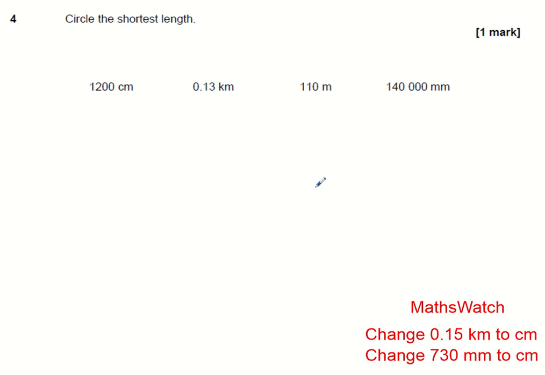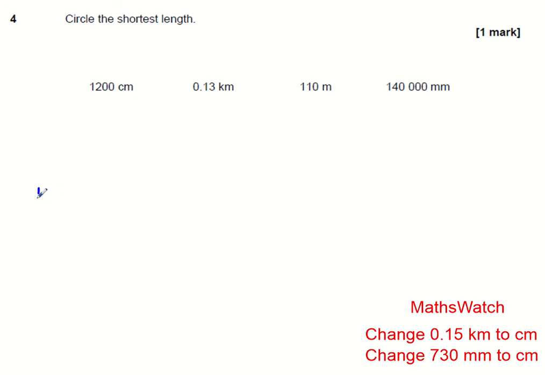Question 4. Circle the shortest length. So we've got 4 lengths. We've got 1,200 centimetres, 0.13 kilometres, 110 metres, or 140,000 millimetres. In order to find which of these is the shortest, we need to convert them all into the same units. So there's a couple of facts that we're going to need to be able to use.